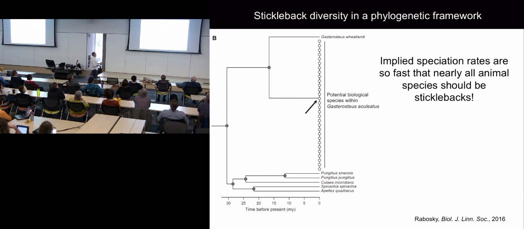In fact, without extinction eliminating species, in about 50 million years you would have more species of stickleback than there are particles in the known universe. That's how fast those implied rates of speciation would be.